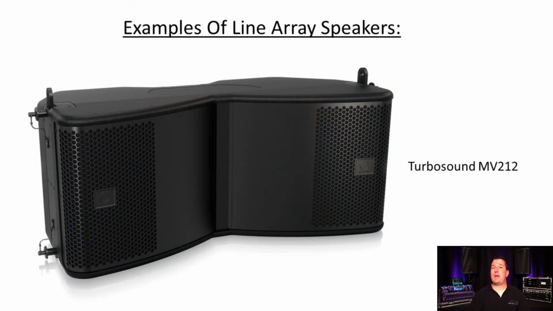Next, we'll have a look at some line array examples. The TurboSound MV212 is a three-way line array speaker with two 12-inch low-frequency drivers and two 1.4 mid-high compression drivers with a frequency response of 50 Hz to 20 kHz. Since they're passive, they will also need external amplifiers and a loudspeaker management system to work effectively.